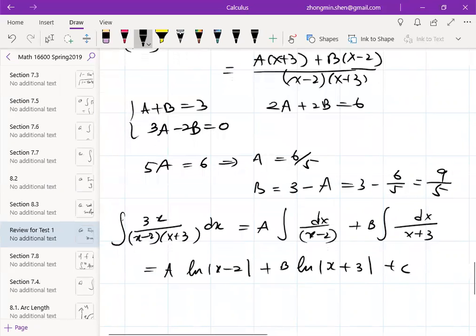So a is going to be 6 over 5. B is going to be 9 over 5.